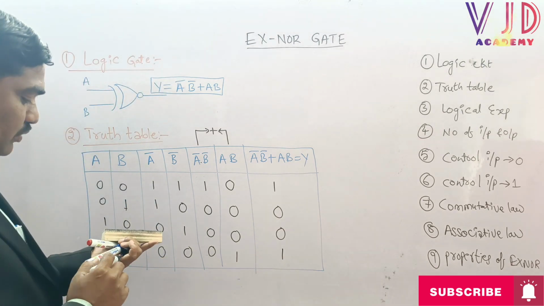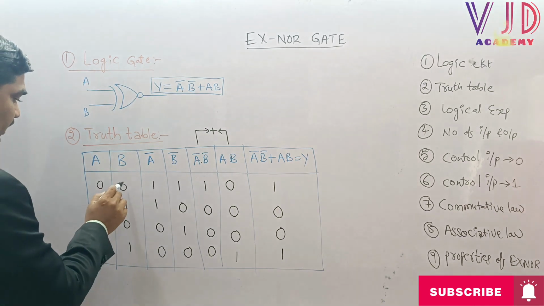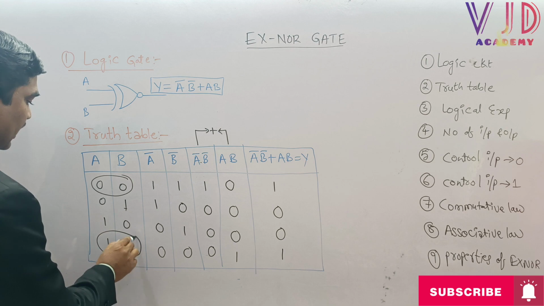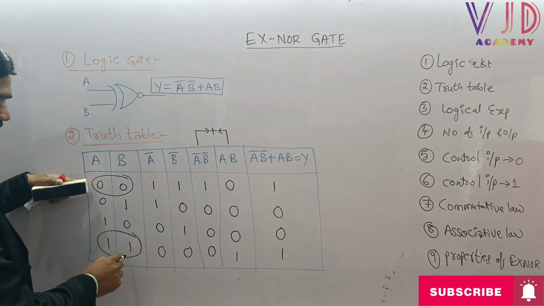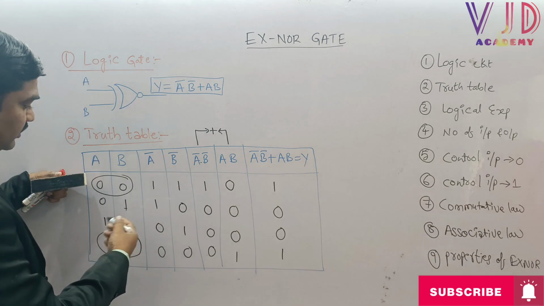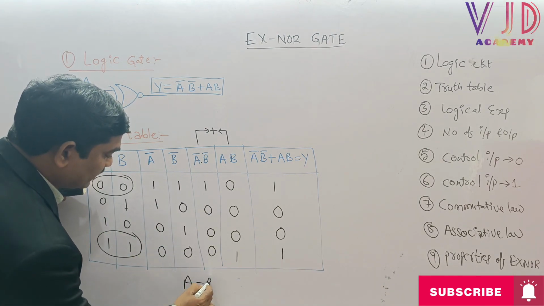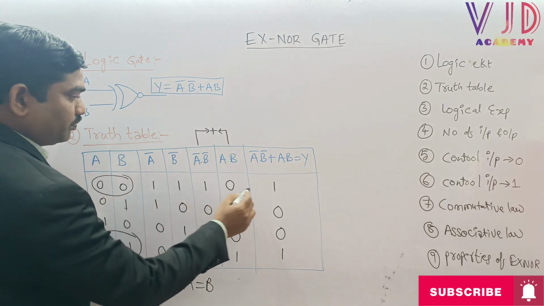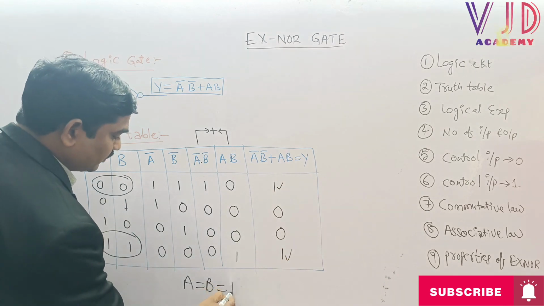Sir, based upon the truth table, I have an understanding that whenever both inputs are equal, which means 0, 0 or 1, 1, the condition is A equal to B, either 0 or 1. When A equal to B, the output is 1. We can say output is 1.